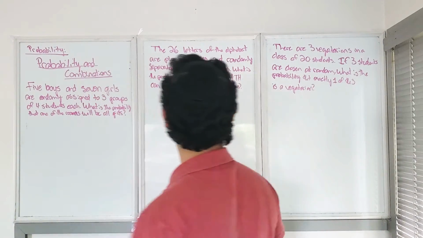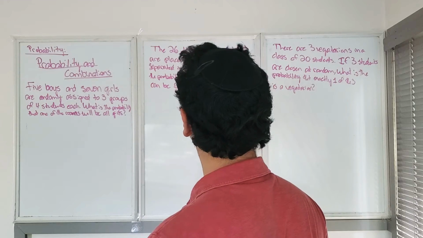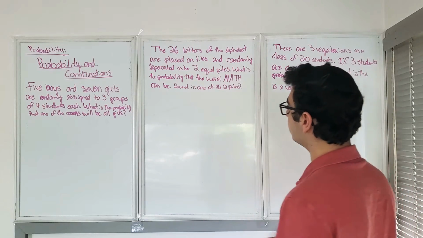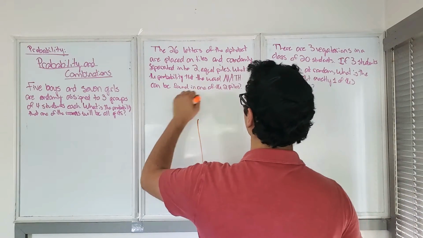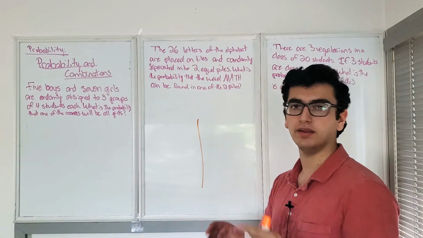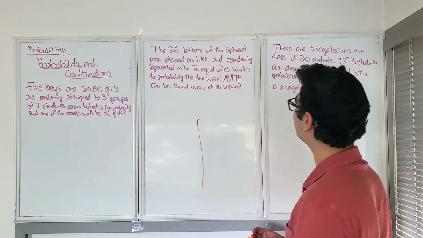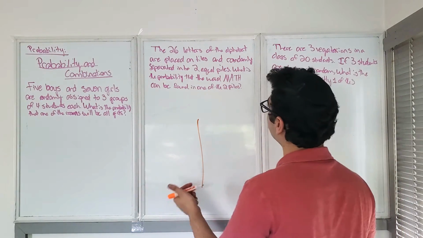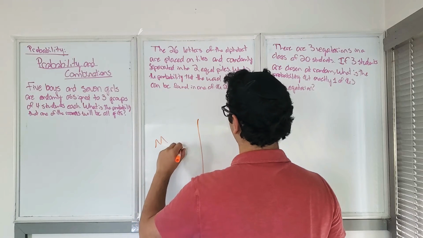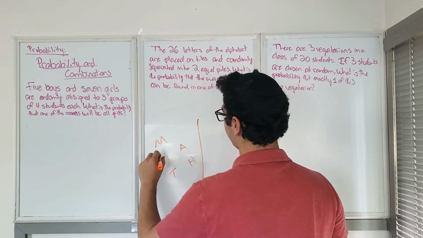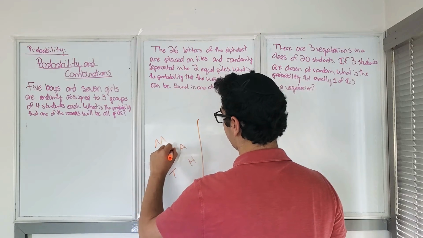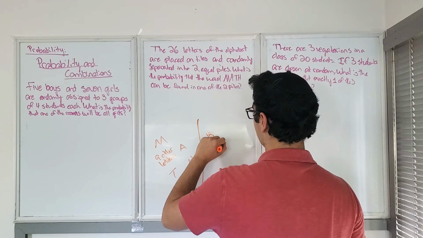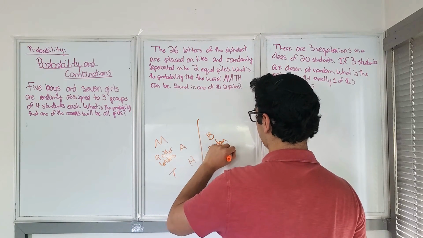Now on to the second problem. The 26 letters of the alphabet are placed on tiles and randomly separated into 2 equal piles. So we have basically the alphabet. I just noticed alphabet, it's like alpha and beta. That's definitely how it came up, and it's very interesting. I never noticed that. So we separate them into 2 equal piles. What's the probability that the word math is in one of them? So we're going to have math, and we have 9 other letters. And then here we have 13 random letters.